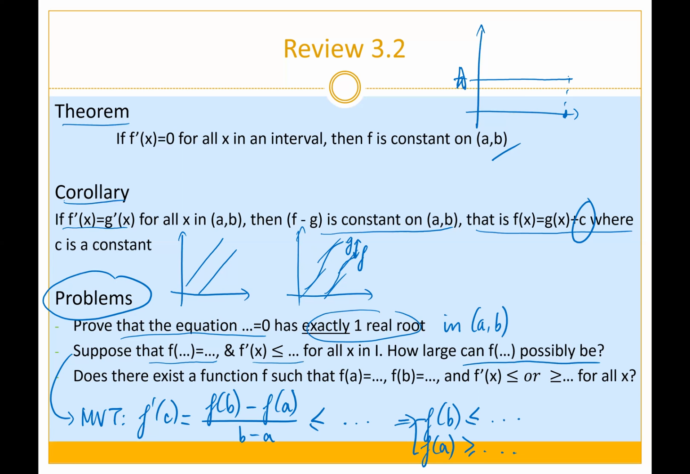See, for the first two types of problems, it's not really clearly demonstrated in the lecture or maybe in the exercise that you were given, but these are very helpful applications of the mean value theorem that we never actually expected, but it can be used. Finally, it's asking if there exists a function f such that f(a) equals something, f(b) equals something, and f prime of x is smaller than or equal to, bigger than or equal to something for all x. And so this again will come back to this.